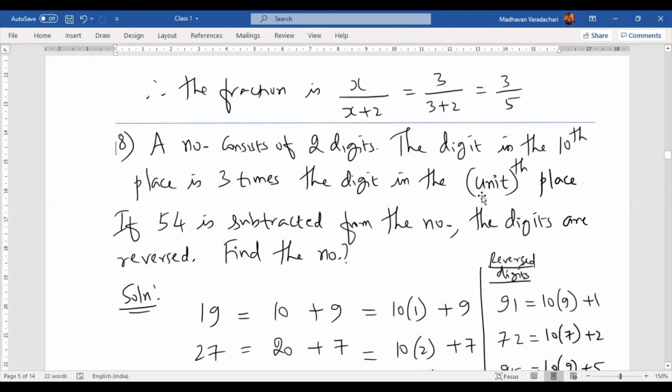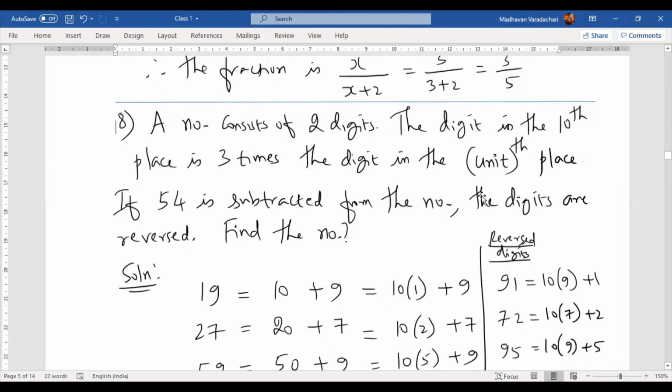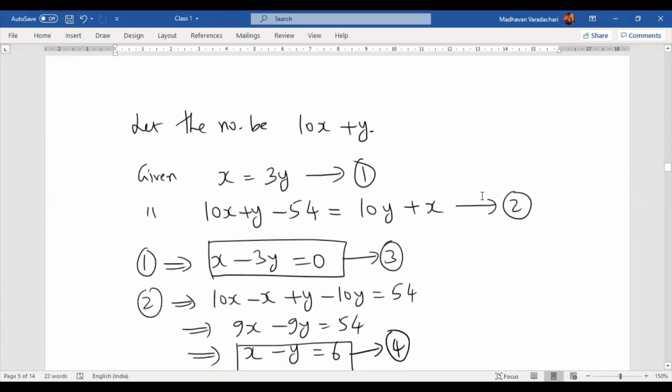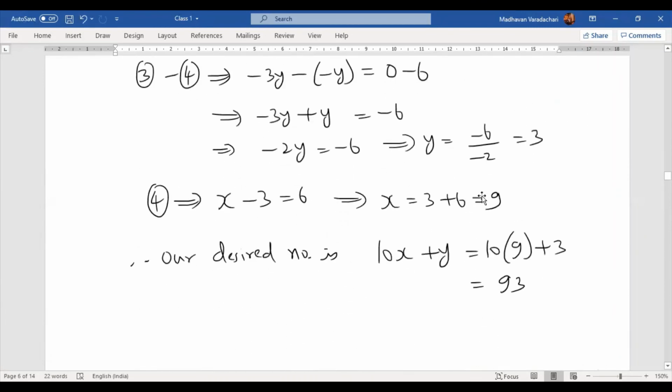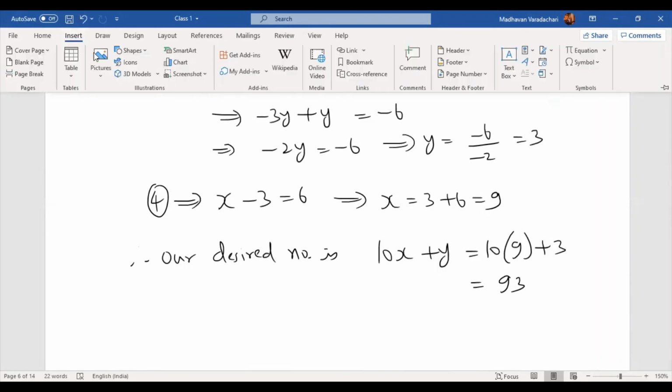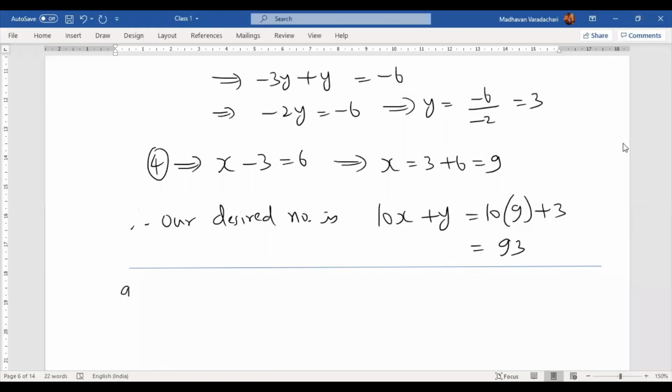Then 93 minus 54, how much do we get? 93 minus 54, you get 39. Of course, it becomes the reverse of 93, right? So we can confirm ourselves, yes, whatever we found is correct also. Let us move on to the next.